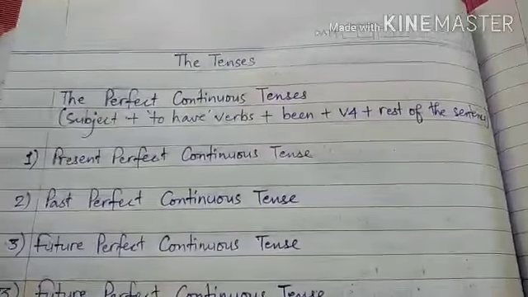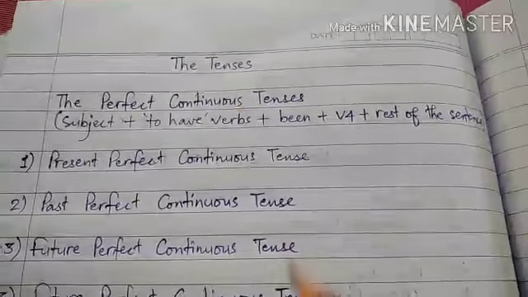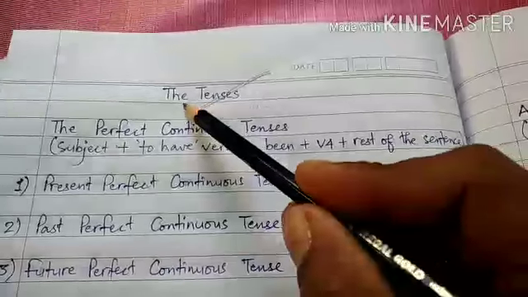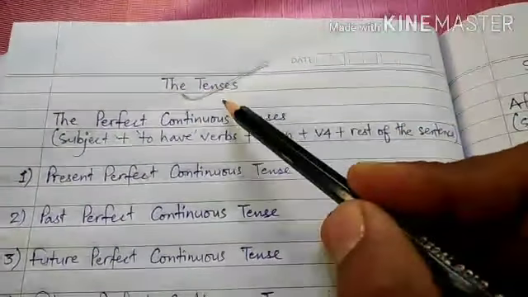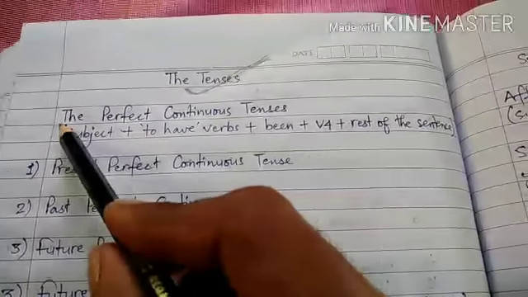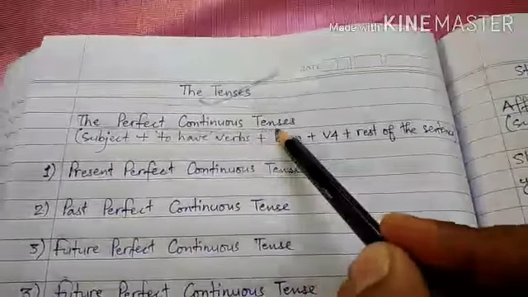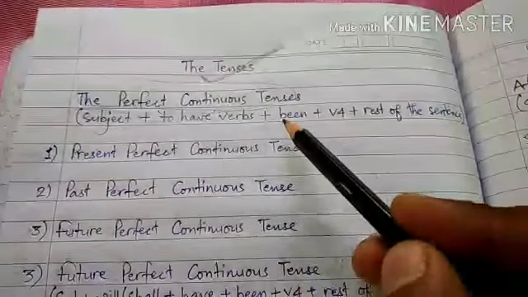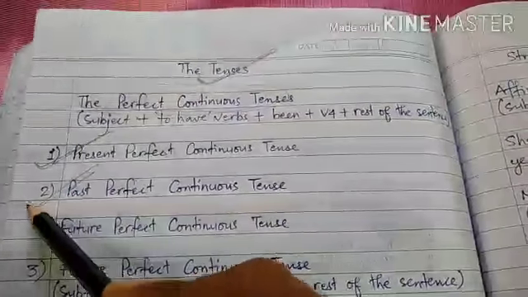In today's class, in this video for the students of Standard 9, we'll continue with the same chapter, the tenses from our English grammar. So from this chapter we have already completed the simple tenses, the continuous tenses and the perfect tenses. And we are going through the last tense, that is the perfect continuous tenses. From these perfect continuous tenses also, we have already completed present perfect continuous tense and past perfect continuous tense.